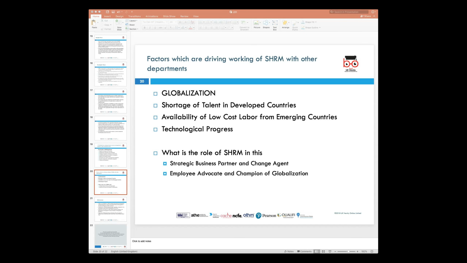Now, what is the role of SHRM in this? When we look at it with regards to other functions, sometimes you will see that human resources look at this as a function where they are a partner hand in hand with some of the other departments when some of these changes have to be implemented.